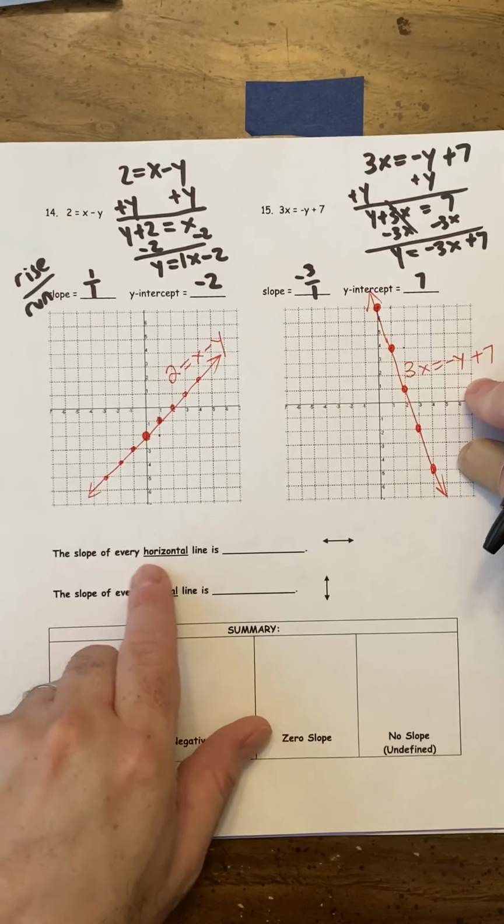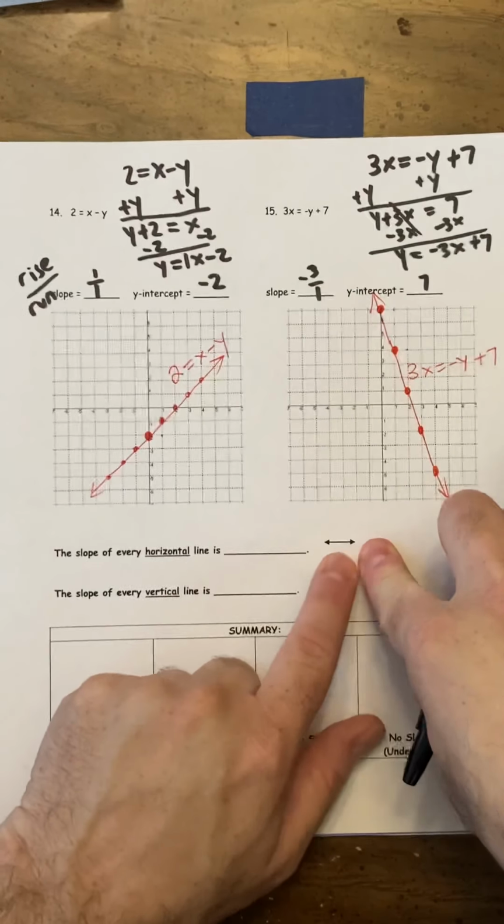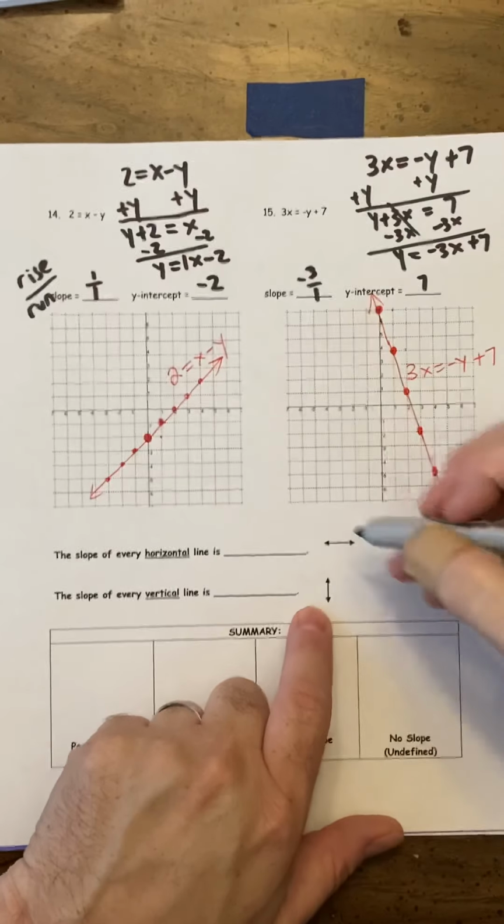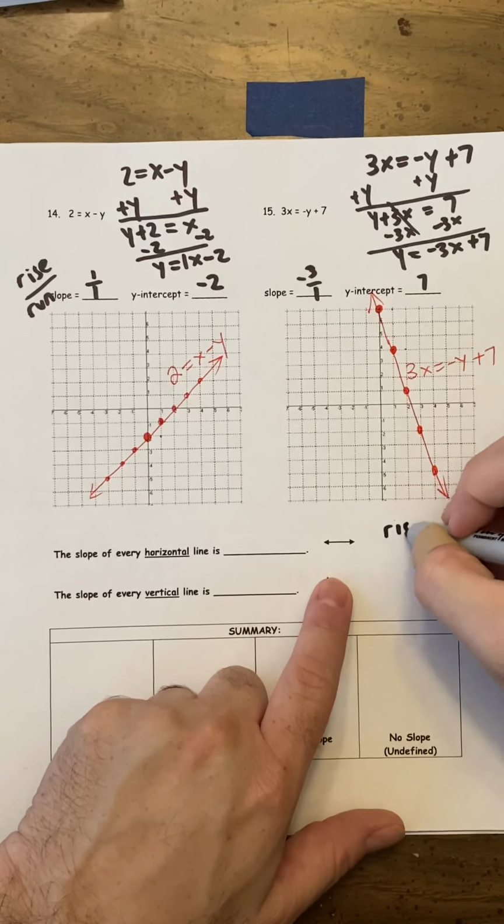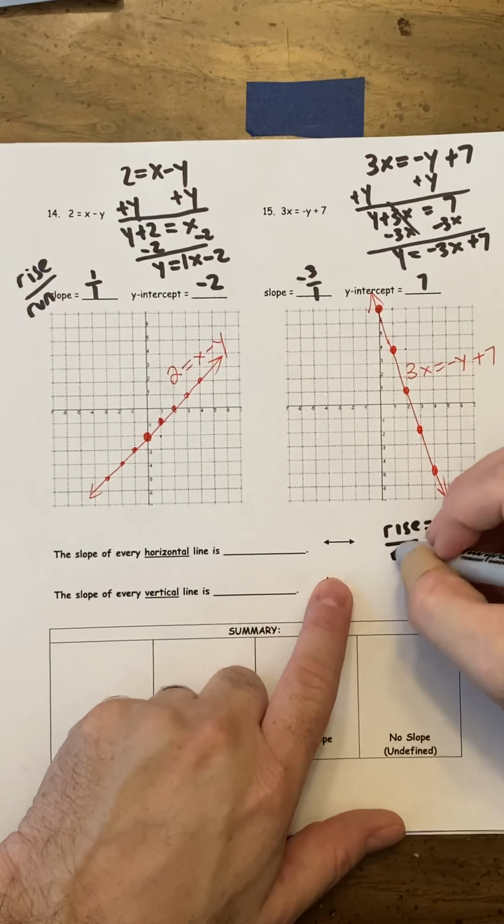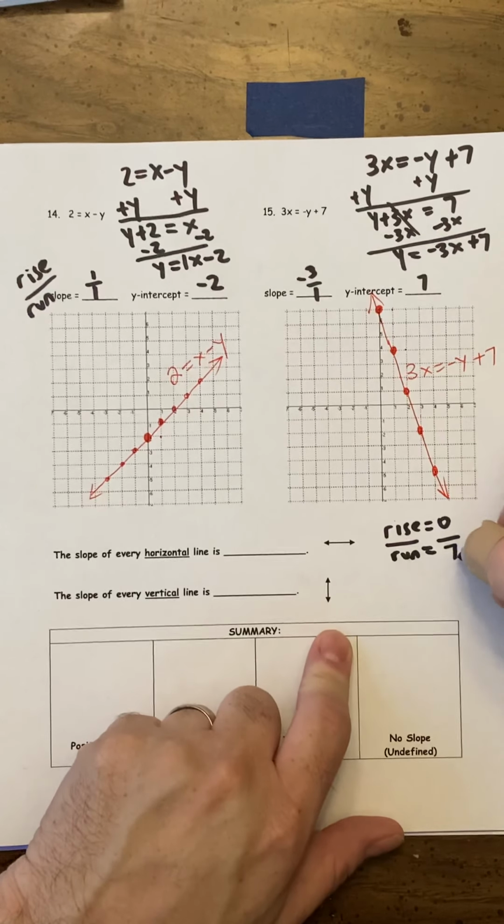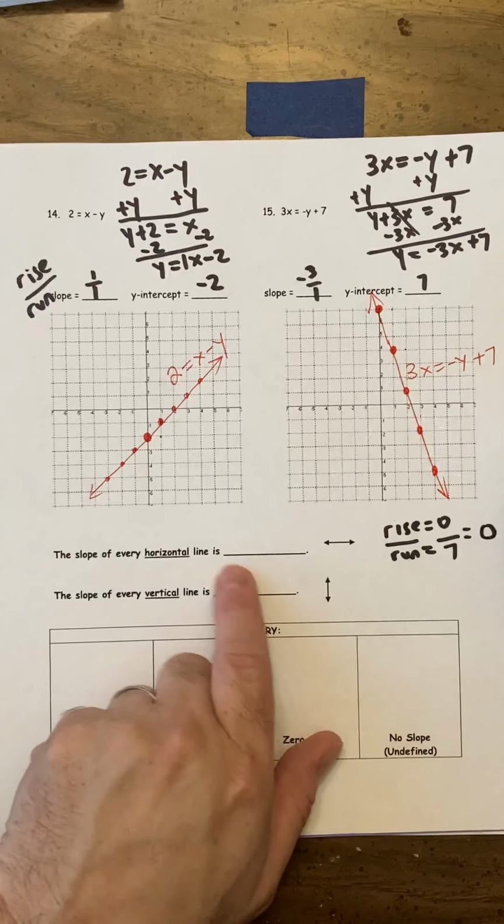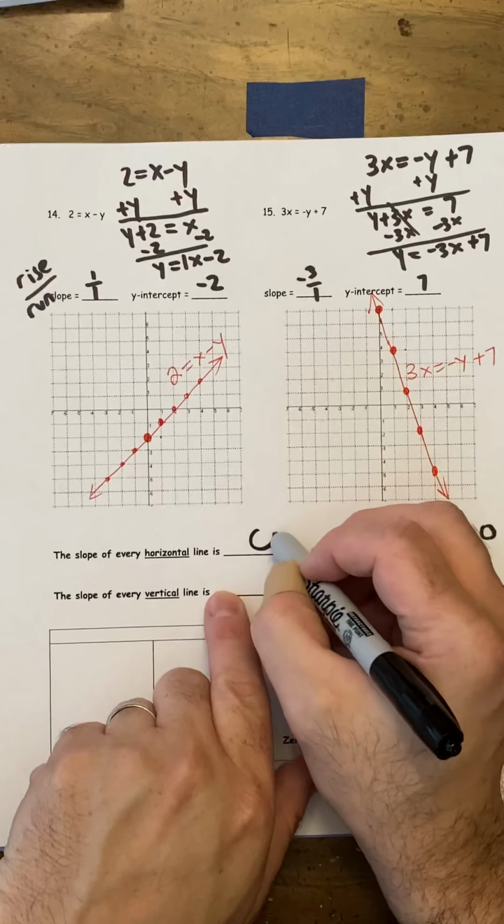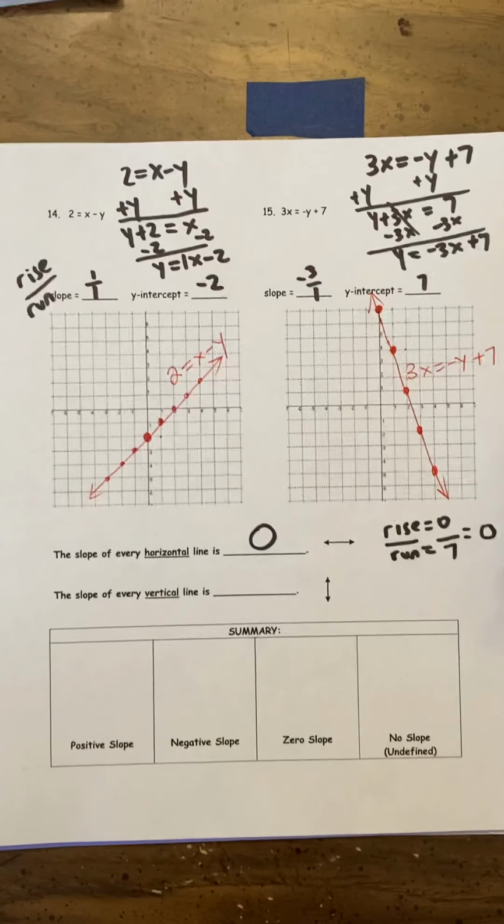What's true about the slope of a horizontal line? What if a line is going straight across? Well, the rise would be 0. The run could be any number, actually. Let's pick any number we want, let's say 7. But no matter what number is in the denominator, 0 divided by a number is still 0. So the slope of every horizontal line is going to be 0.